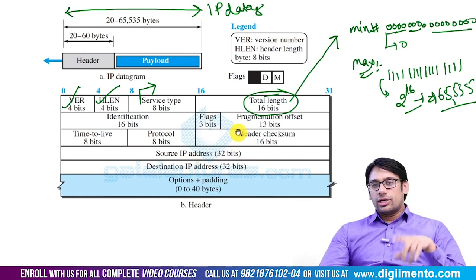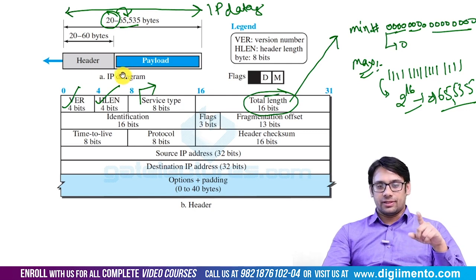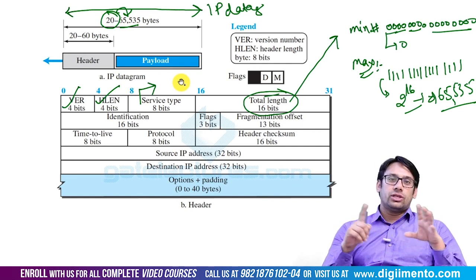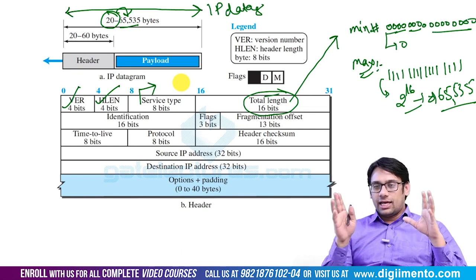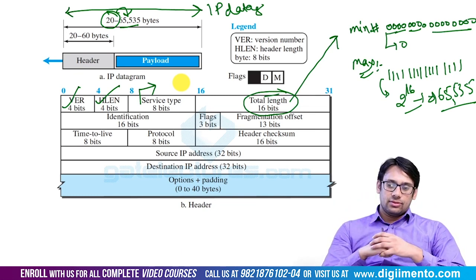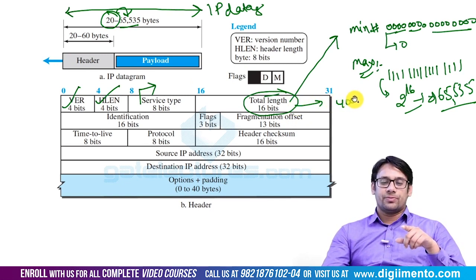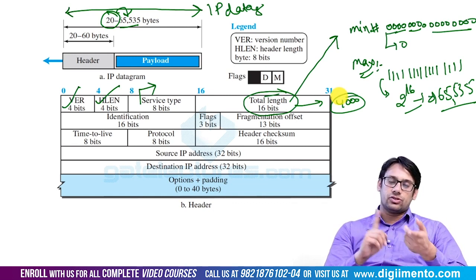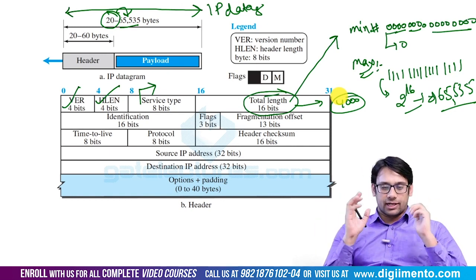So this total length field is also going to store a minimum number which is 20 and a maximum number which is 65,535. And this total length field represents the total length of the packet in bytes. For example, if I say the length of the entire packet is 4000 bytes, then in the total length field we will store a binary number representing the decimal number 4000. So for every byte, we will store a number. So the total length field demonstrates the total length of this packet.